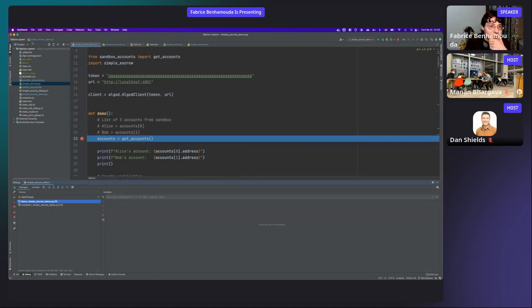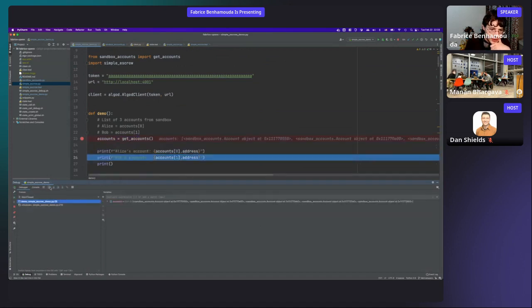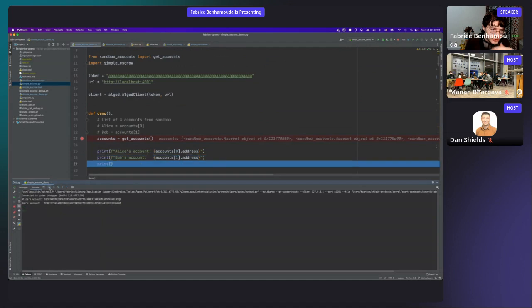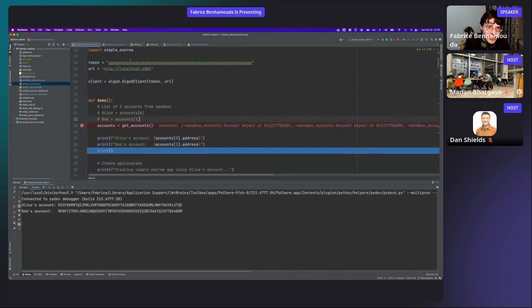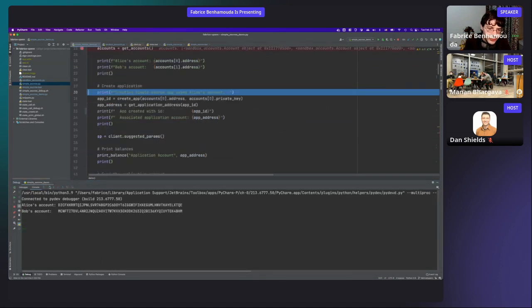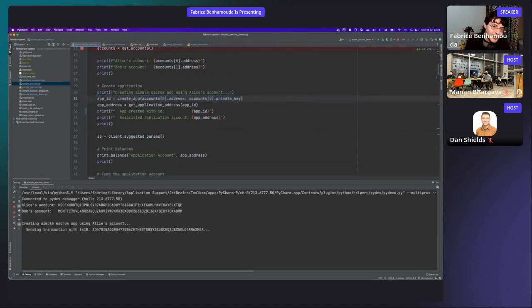So first I need to get my list of accounts. Then I'm just displaying the 2 account addresses. I got them from somewhere. And now I'm creating the app. I'm deploying the application.